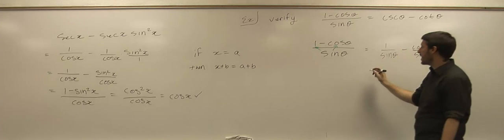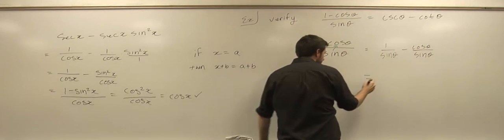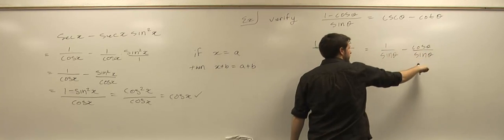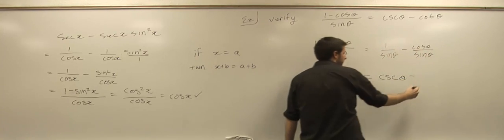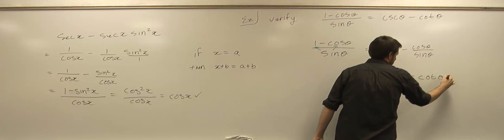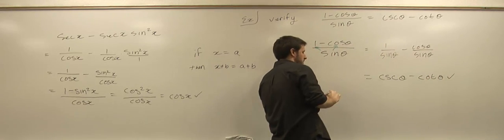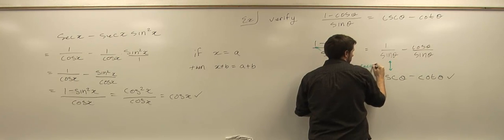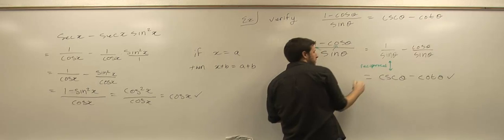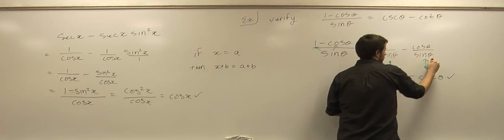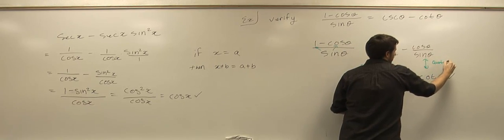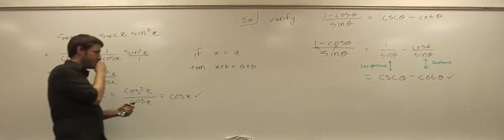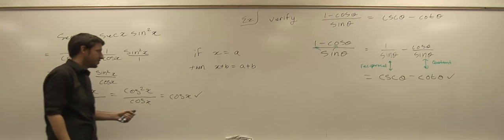Right? Because 1 over sine is equal to what? Cosecant, reciprocal identity. Cosine over sine is equal to cotangent, quotient identity. So I got where I wanted to get. So it's true.